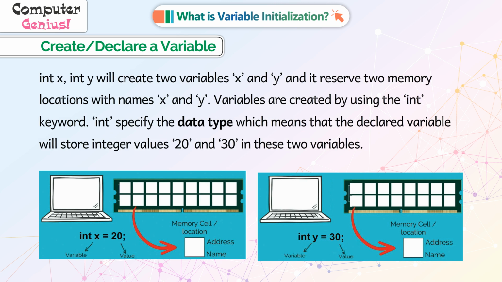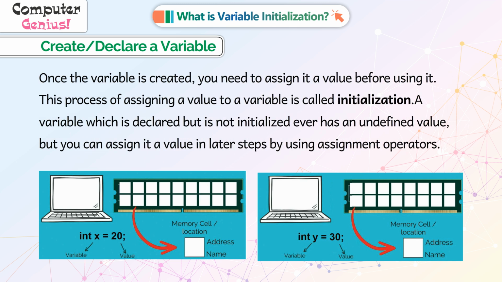int x, int y will create two variables x and y, and it reserves two memory locations with names x and y. Variables are created by using the int keyword. Int specifies the data type, which means that the declared variables will store integer values, 20 and 30, in these two variables. Once the variable is created, you need to assign it a value before using it.